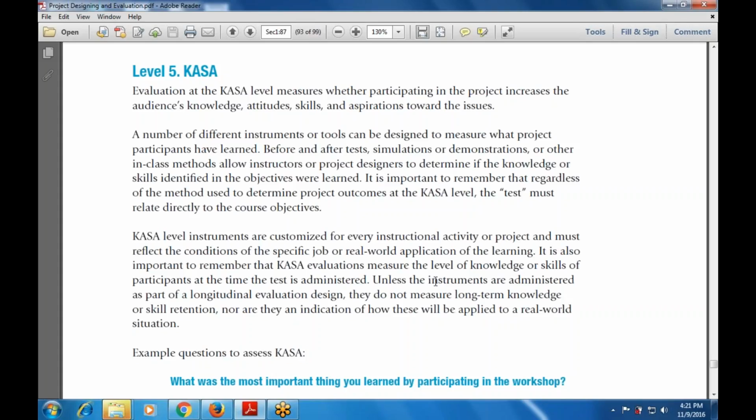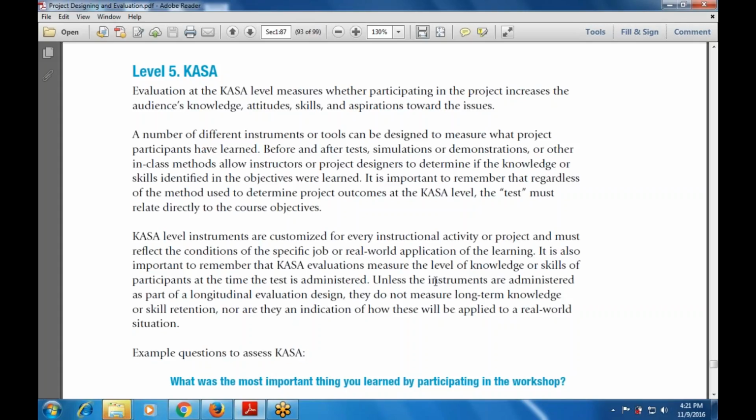And unless the participants or the instruments are administered as a part of the longitudinal evaluation design, they do not measure long-term knowledge or skill retention. So they do not measure the skill retention, they do not measure the long-term knowledge, nor are they an indication of how these are applied to the real-world scenario or the real-world situation.